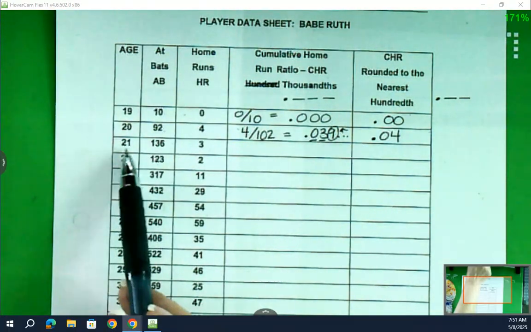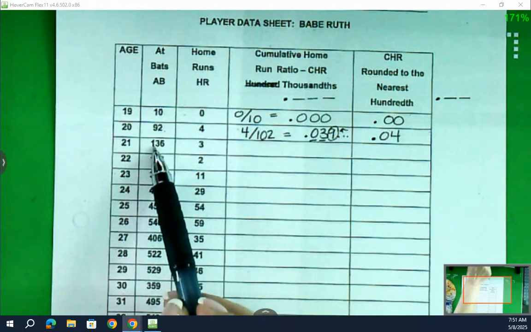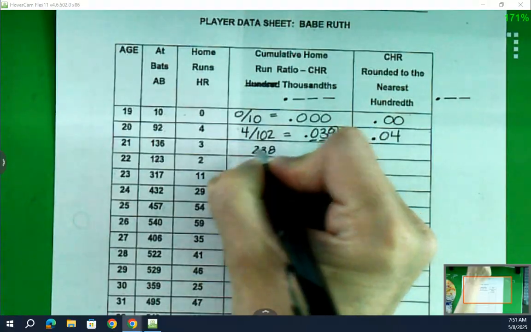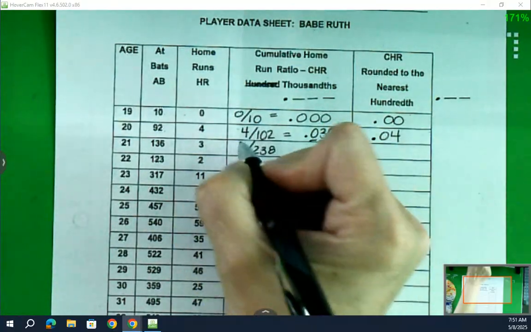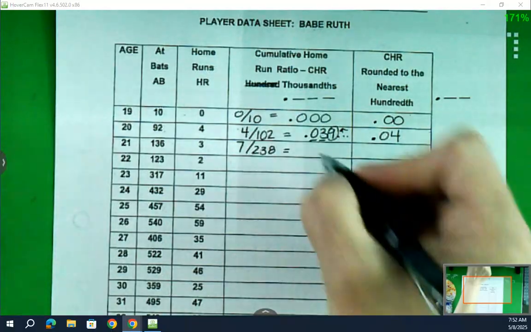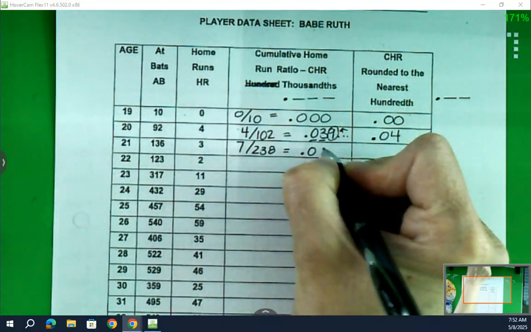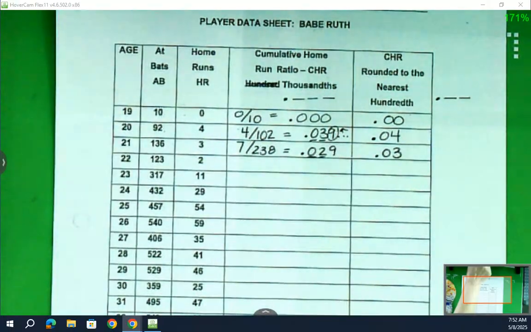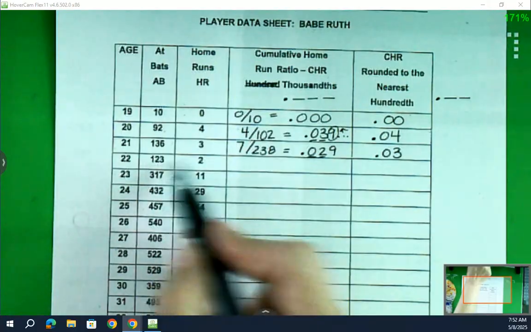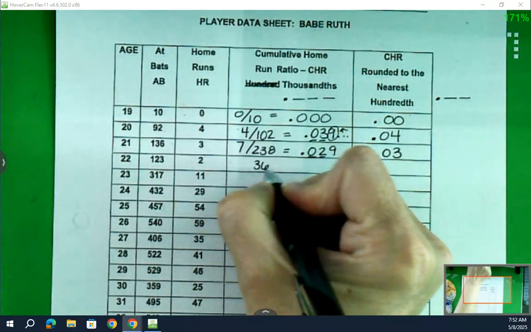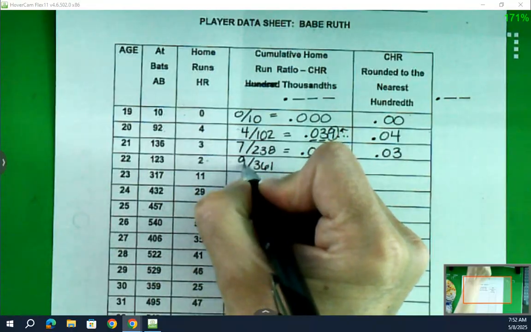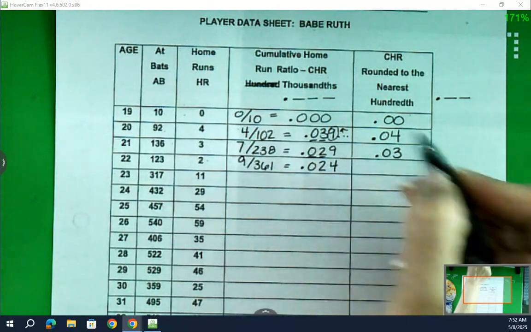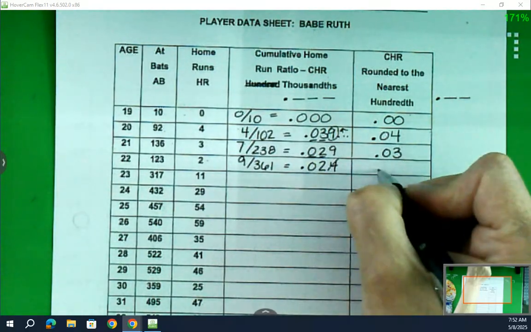Okay, our next one, at age 21, we have 136 times at bat plus the previous 102 for cumulative. So we have 238. And then 3 home runs plus the previous 4 is 7 so far. And then we divide and we get 0.029, and that's going to round to 0.03. We'll do one more here. 123 plus 238 is 361, and 2 plus the previous 7 is 9. When we divide, we get 0.024. Okay, this does not round up. 5 or greater rounds up, so we're going to have 0.02.